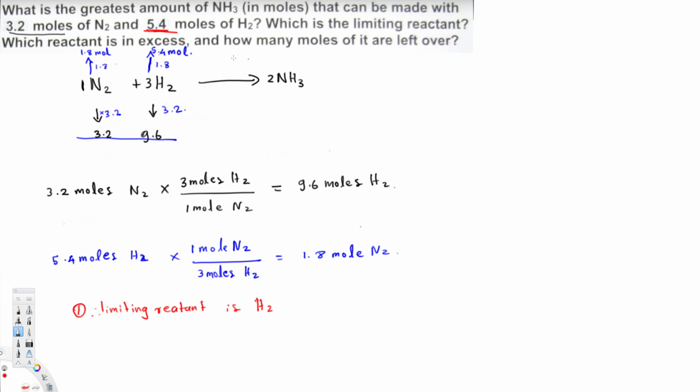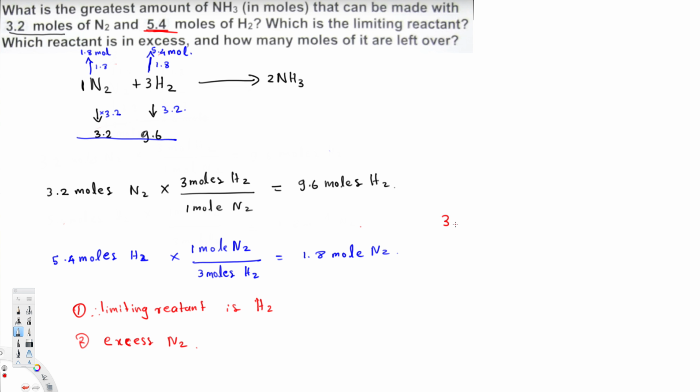The second question is asking which reactant is in excess. As I discussed already, we have 3.2 moles of N2 and we only require 1.8 moles to finish these things. So with this we have excess N2, so the excess reactant is N2, right? The third question is asking, how many moles of it are left over?